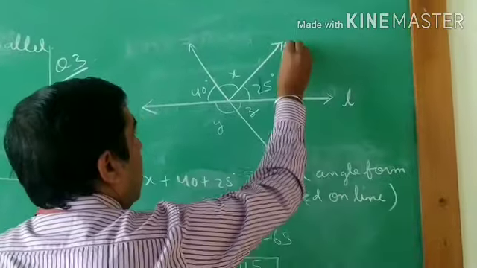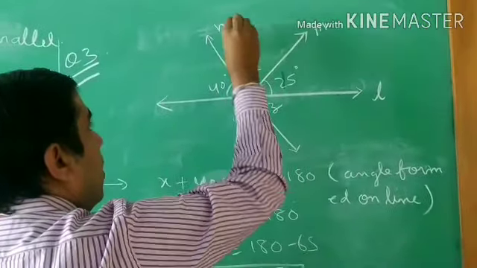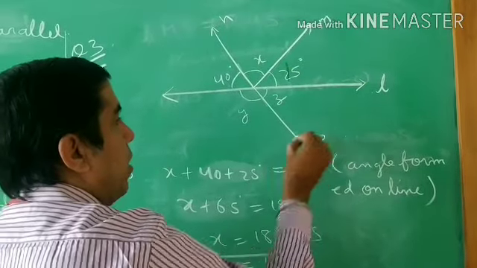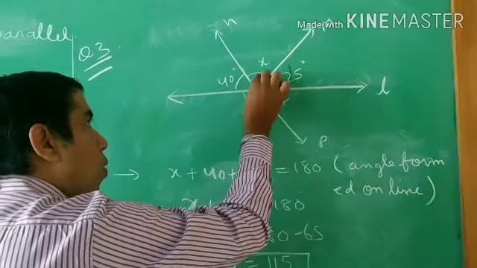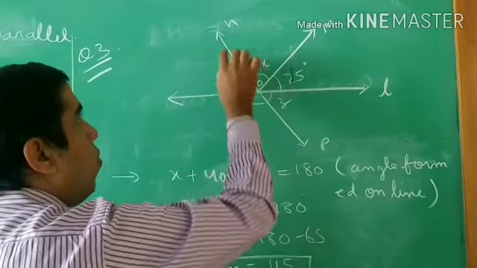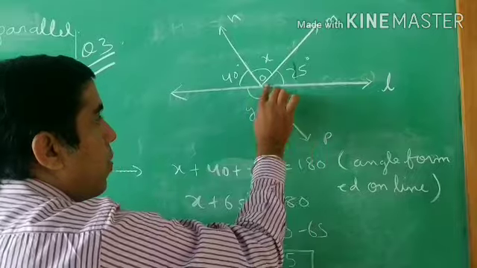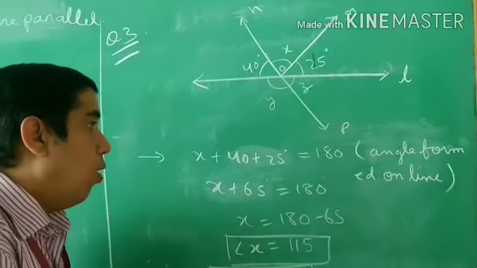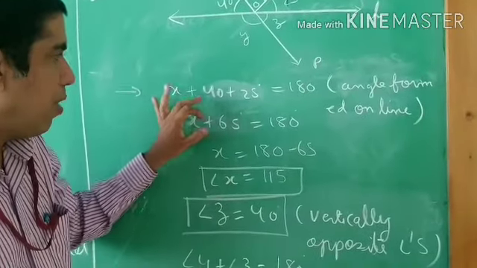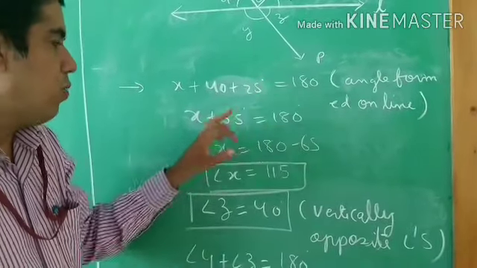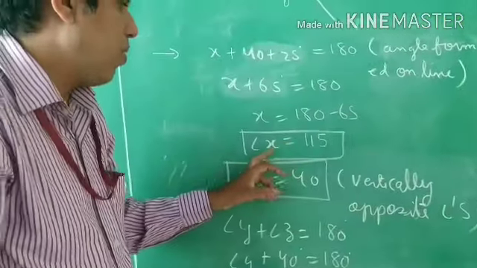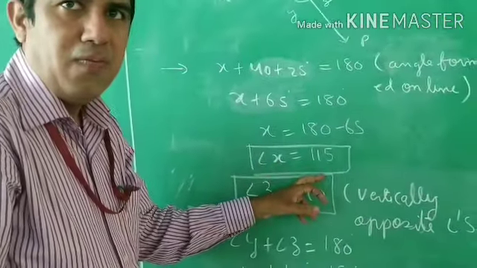Suppose I write L, it is M and it is N. You can see L is a line, but these all are rays. And if I write here P, and this is O, so here OL, OM, ON, but L is the only line, the remaining are all rays, right? So it is angle formed on the line. It comes like this: x plus 40 plus 25 is equal to 180. So x plus 65 is equal to 180. So x is equal to 180 minus 65, x is equal to 115 degrees.